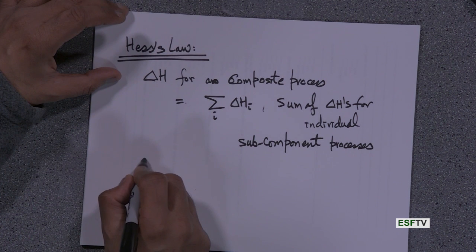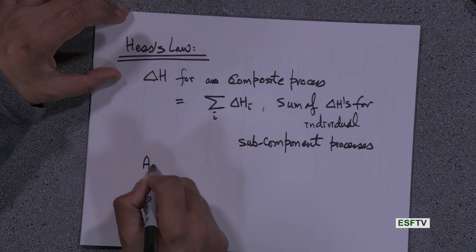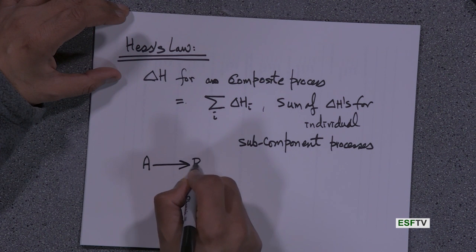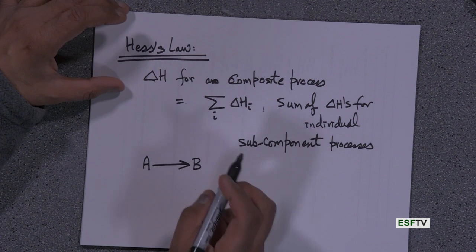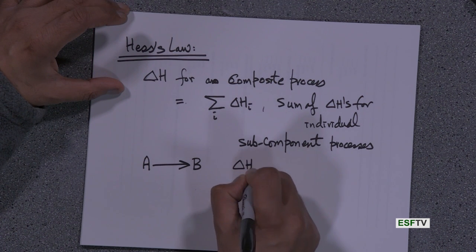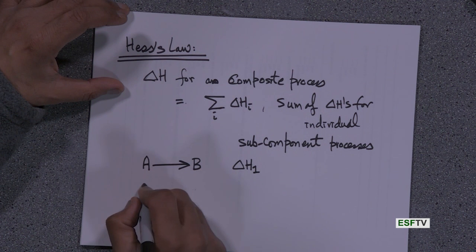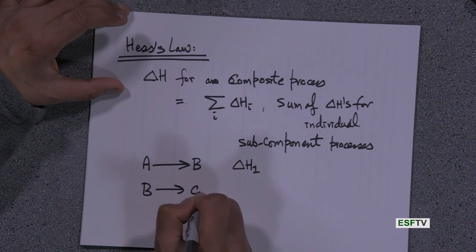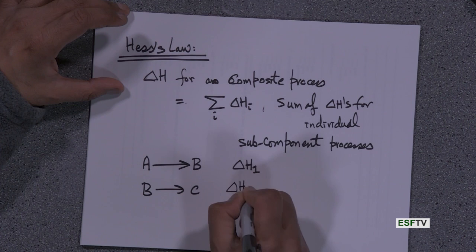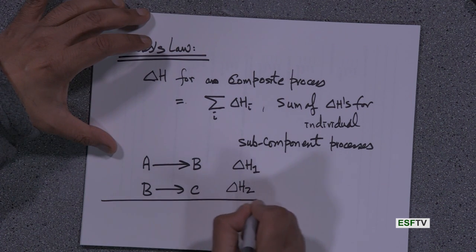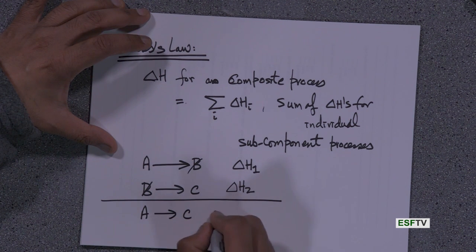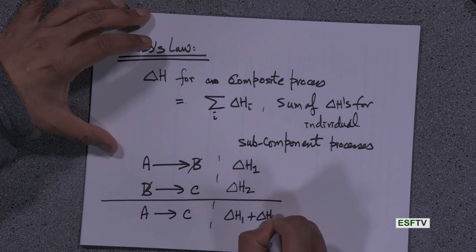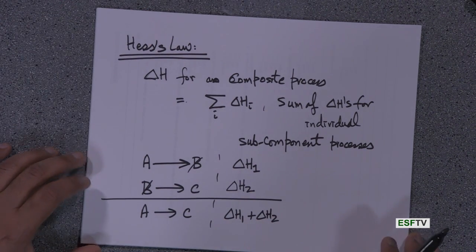Or in other words, if we have a reaction or a change of A going to B, this could be a chemical reaction, it could be a physical change of state, melting, vaporization, what have you. And for this we have delta H1, and then B going to C. For that, if the change in enthalpy is delta H subscript 2, adding these, we get A goes to C, and the total delta H is delta H1 plus delta H2. That's basically what Hess's law is all about. As simple as that.